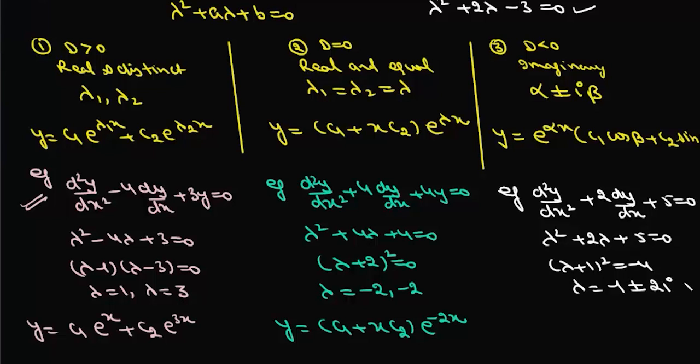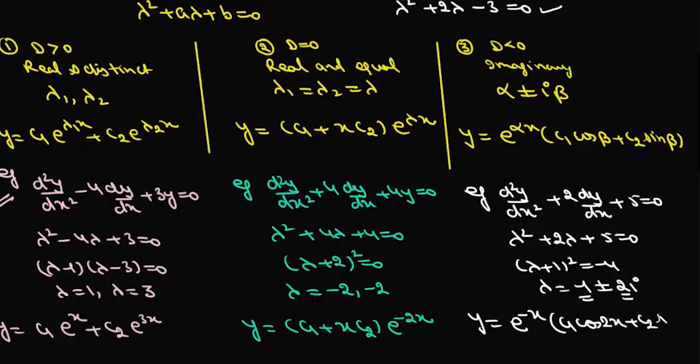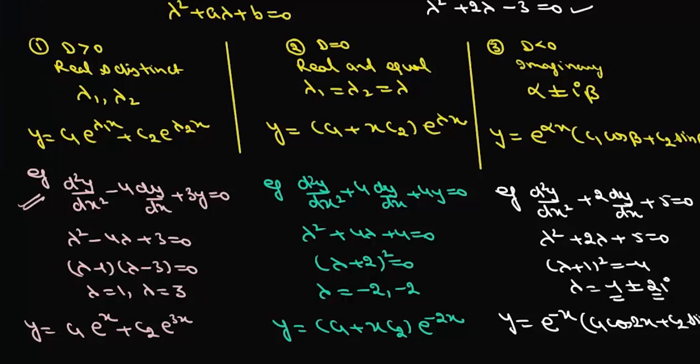Now here alpha is minus 1 and beta is 2. So its solution will be y equals e to the power alpha x, and alpha is minus 1. So there will be e to the power minus x, and then c1 beta is 2 cos 2x plus c2 sin 2x. So this is how we solve a second order linear differential equation which is homogeneous and having constant coefficients.